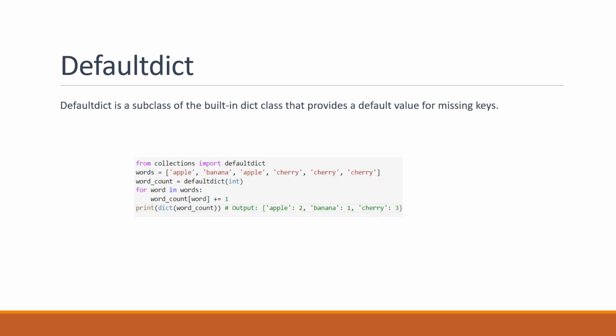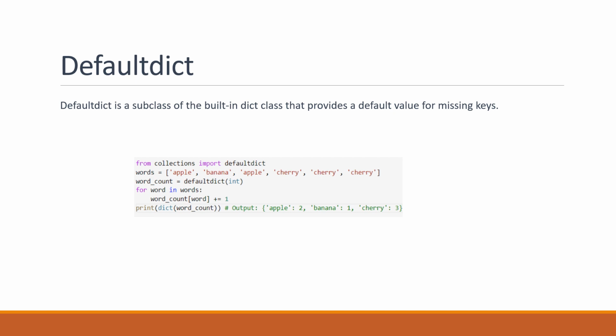The third feature is default dictionary, which is a subclass of the built-in dictionary class that provides a default value for missing keys. This feature is helpful in data analysis when dealing with large data sets that might have missing or incomplete data. With default dictionary, you can set a default value for missing keys, which can prevent your code from crashing.